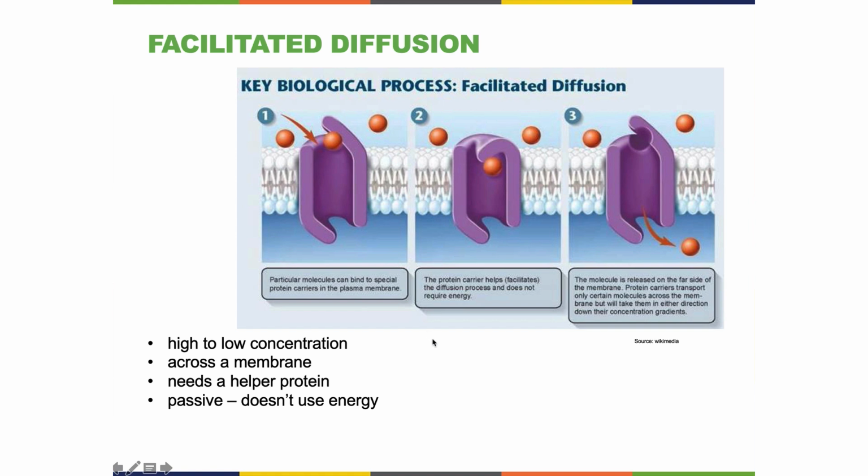All right, so there are 4 properties of facilitated diffusion. We're moving from high to low concentration. We're crossing a membrane either into or out of a cell. It could go both ways. We need a helper protein, but it's still passive. We're not using any energy to do this.